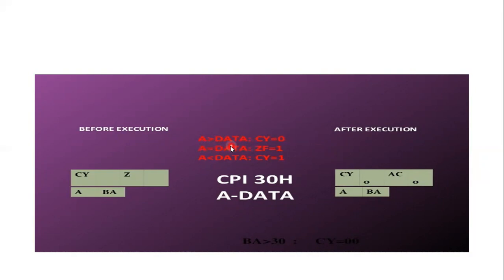So if the accumulator value is greater than the data, then the carry flag is set to 0. If the accumulator value is equal to the data, then the zero flag is set to 1. If the accumulator value is less than the data, then the carry flag is set to 1.